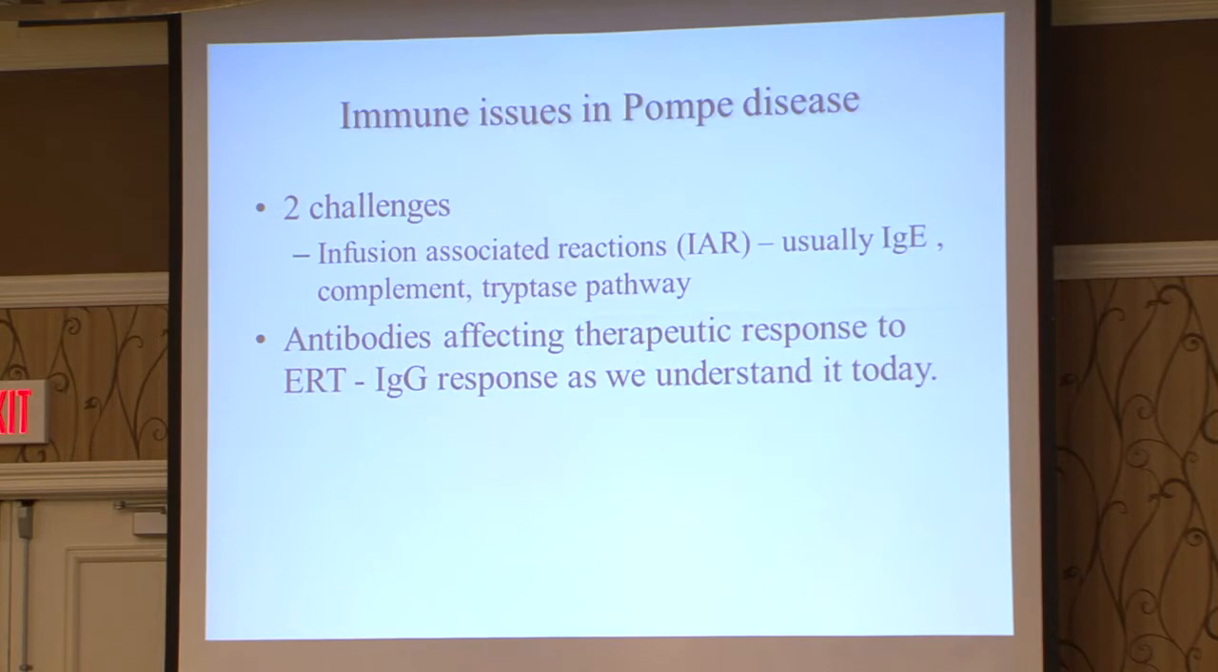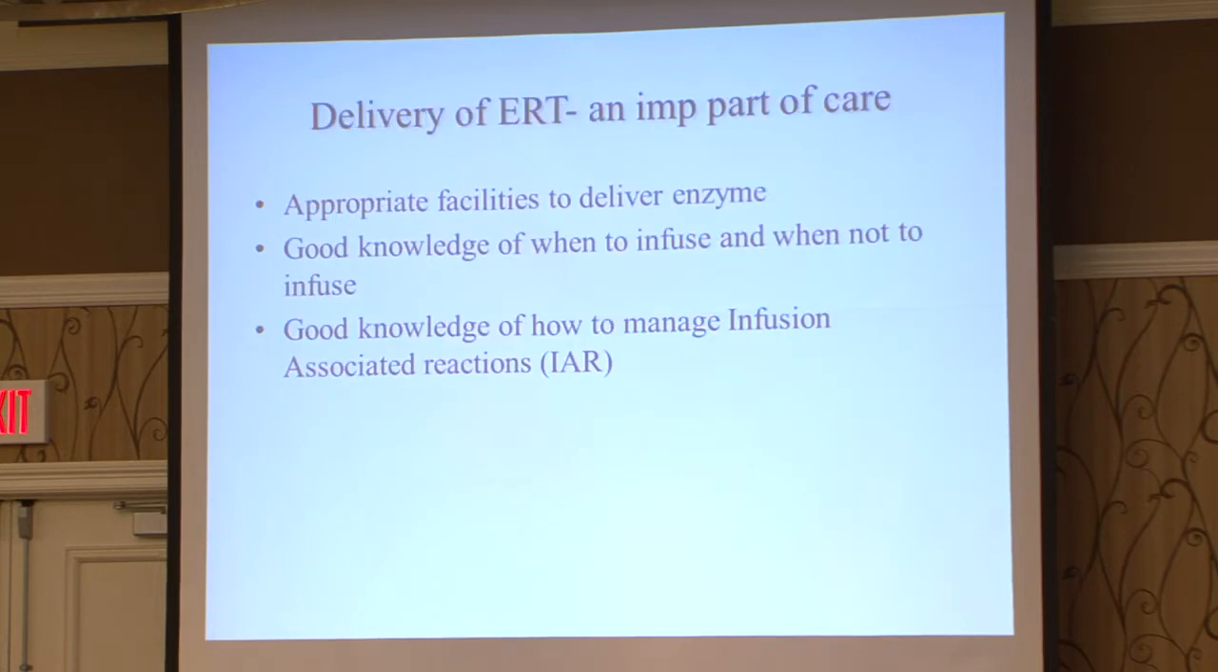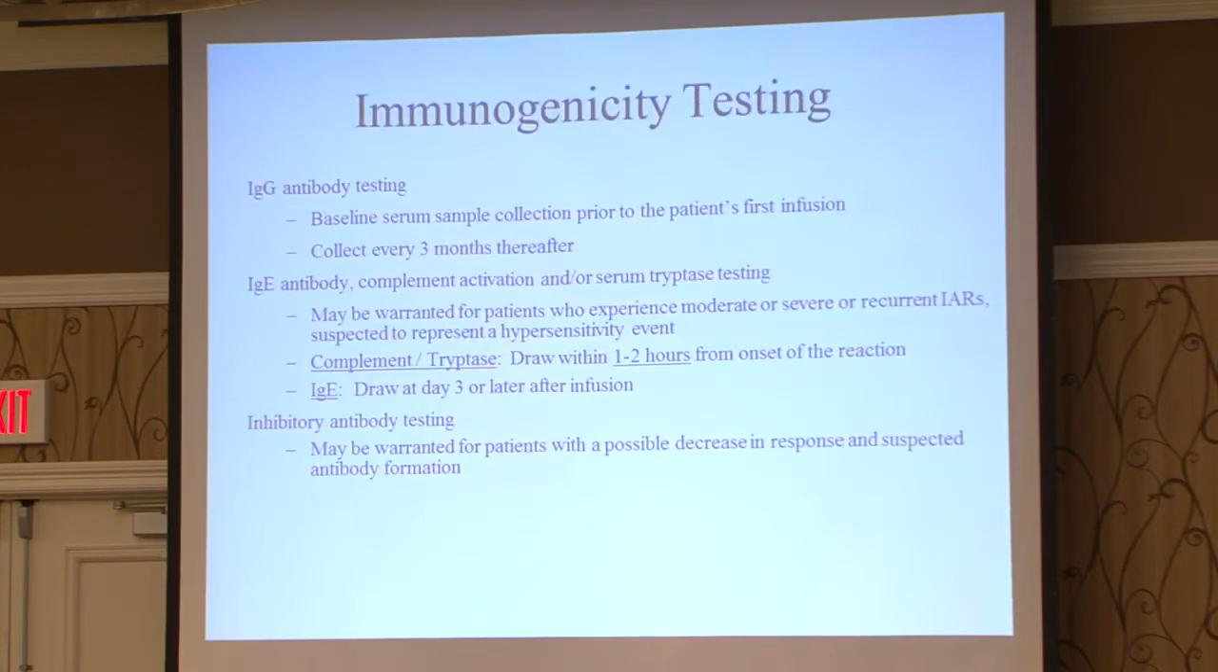And very quickly about the immune issues, again in 2 slides, there are 2 types of challenges. One is the hypersensitivity reactions, and the second is the body making antibodies to the enzyme, which are 2 different sets of challenges but need to be tackled. So we need to know how to manage these infusion reactions, use appropriate facilities to deliver the enzyme, and know that there is testing available. Genzyme does provide kits for the IgG antibody testing, as well as for those who are at risk for hypersensitivity reactions. So please work with your local Genzyme contact for this.